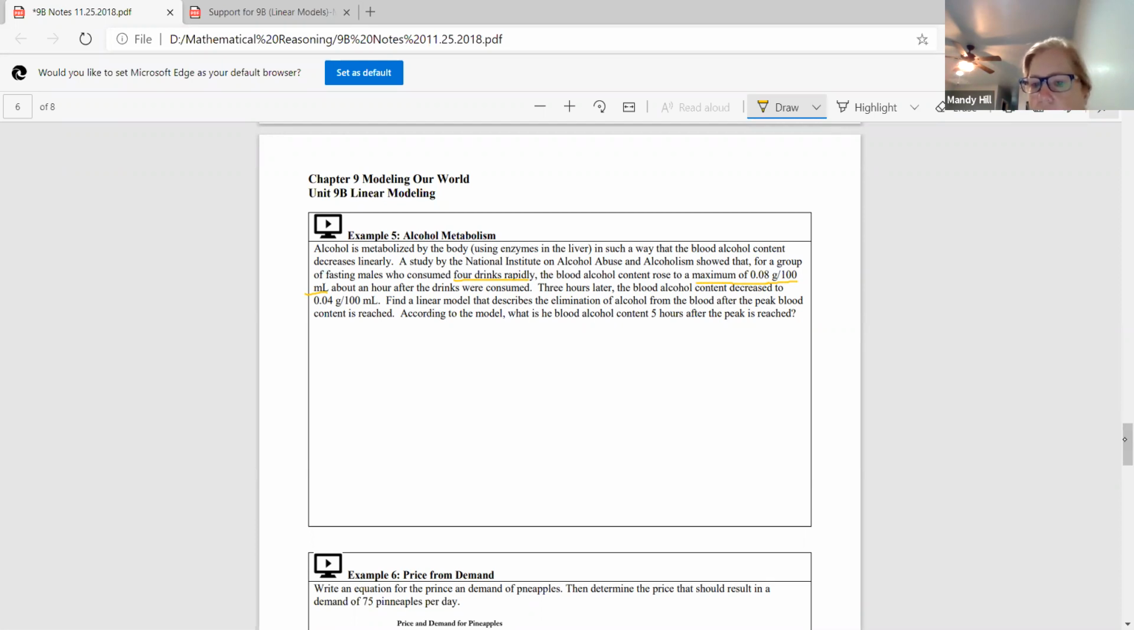Okay, one thing I'm noticing here is this looks like a rate. And when you have a rate of change, that's probably going to be your slope. So after 4 drinks rapidly, the blood alcohol content rose to a maximum of 0.08 grams per 100 milliliters, about an hour after the drinks were consumed.